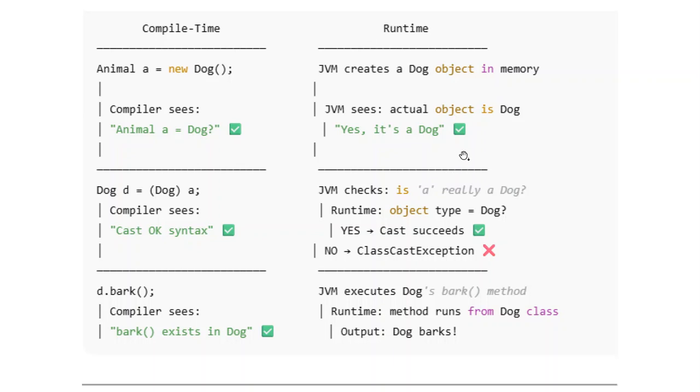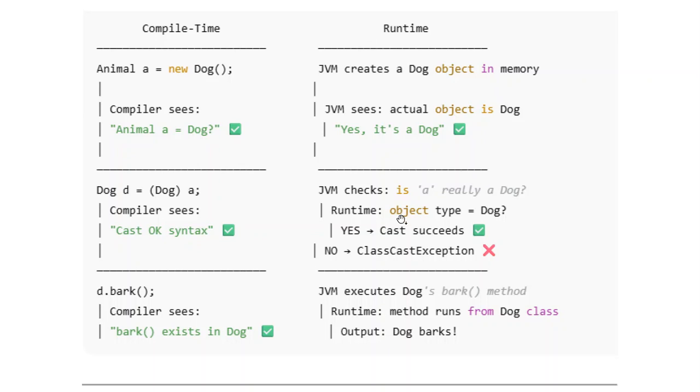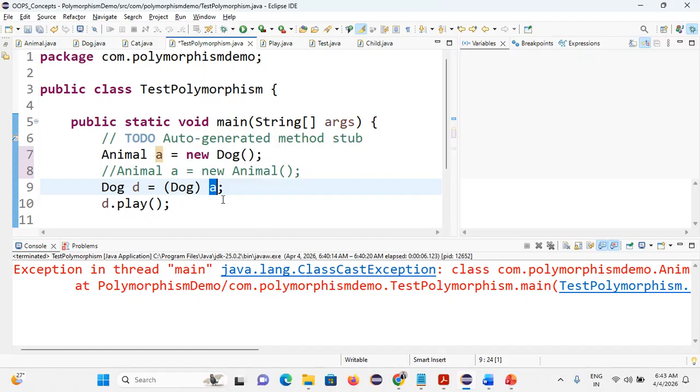Okay. Yes, it is a dog. So the JVM checks "is A really a dog?" What will it check? Really a dog means: is the object type equal to dog or not? Yes, the object type is dog only. This is what I will check here.